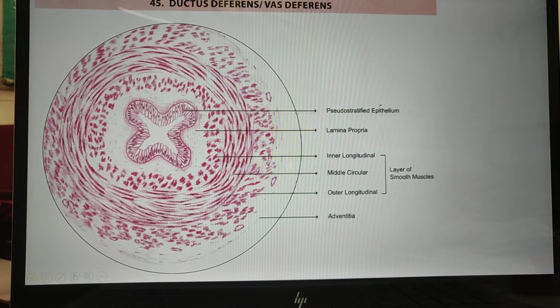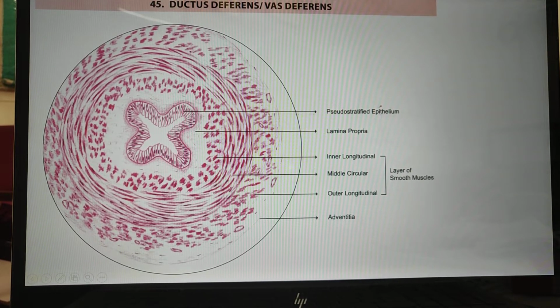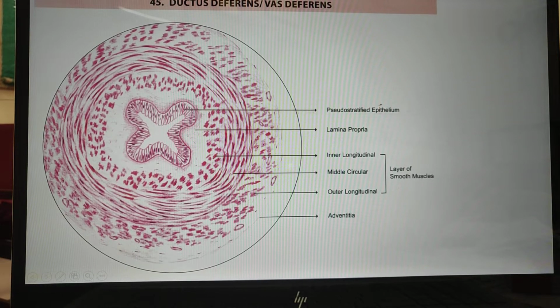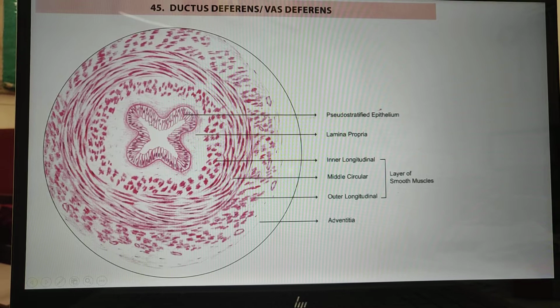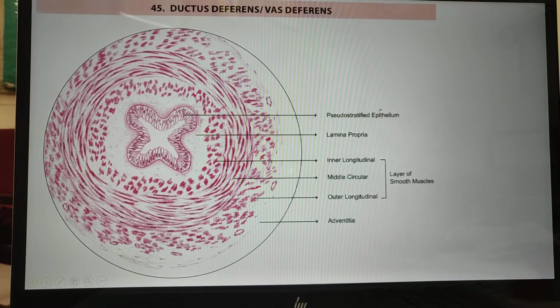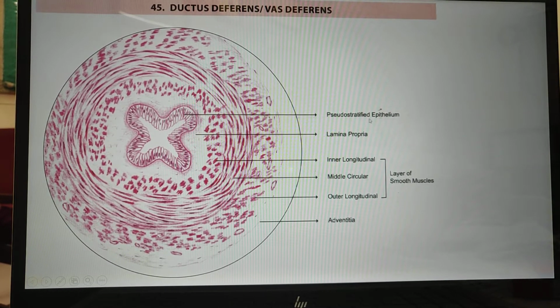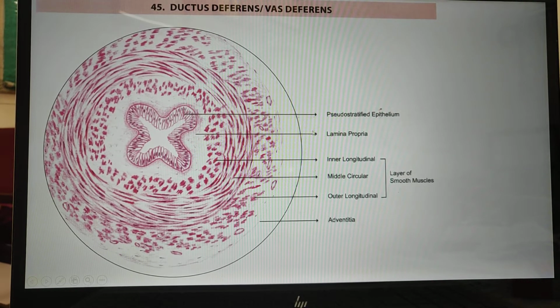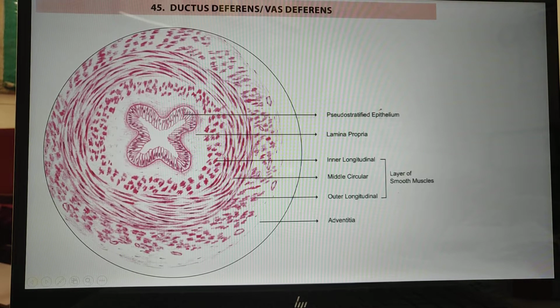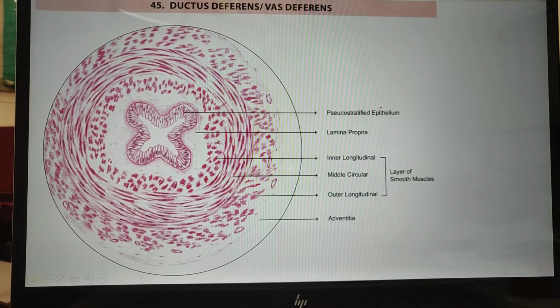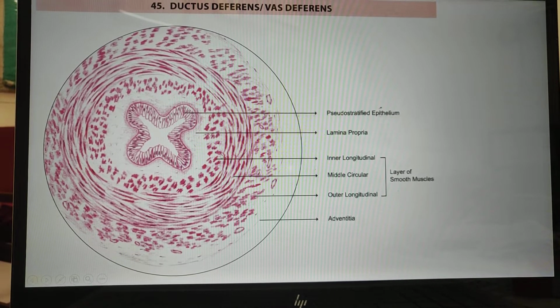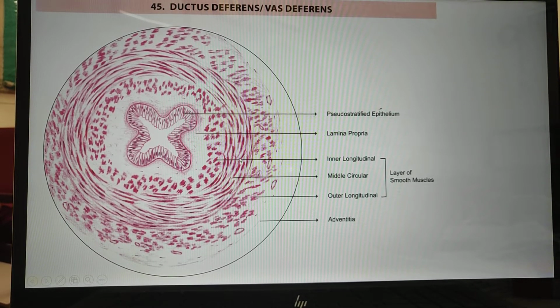Mainly, you have to remember it is lined by the pseudostratified columnar epithelium. Another organ lined by pseudostratified columnar epithelium is the respiratory tract, mainly the trachea and bronchi. Here also there is pseudostratified epithelium, but inside the trachea there is a presence of the hyaline cartilage. Here there is no hyaline cartilage, but there is a muscular layer in three layers: inner and outer longitudinal and middle circular, and it is well developed. You have to remember.